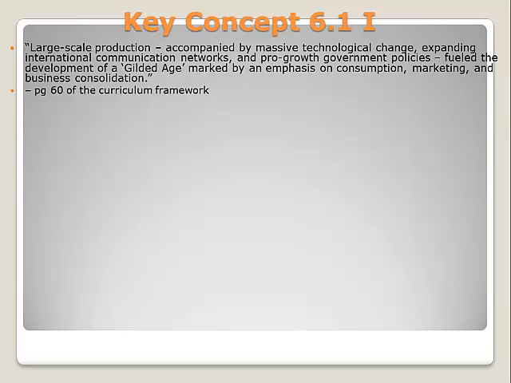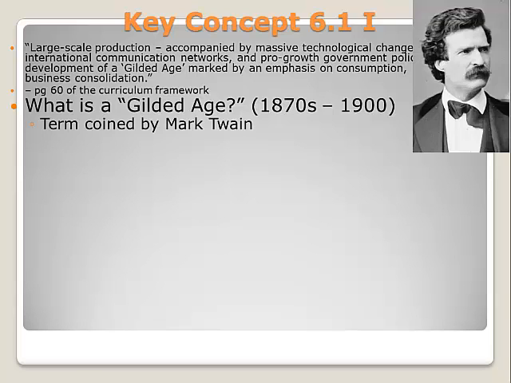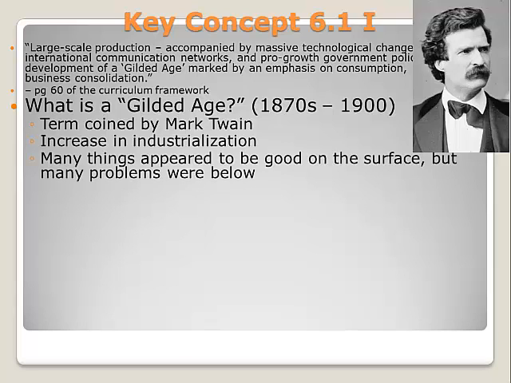So let's start off first before we get into letter A. What is a Gilded Age? Well, it's a time period that lasts from the 1870s to the 1900s. It's going on during Reconstruction in the late 19th century. And this was coined by Mark Twain. And we see a huge increase in industrialization in the United States during this time. Also, the term itself means this idea that many things appear to be good on the surface. If you look at the surface level of issues, things appear to be good. But if you dig a little deeper, you'll notice that there are many problems below, which we'll get into.